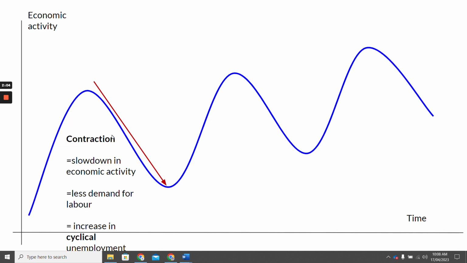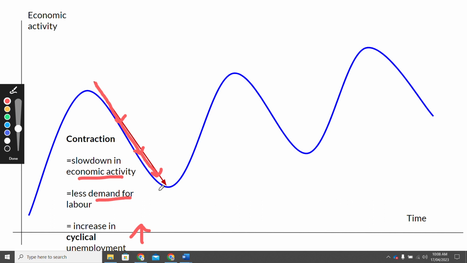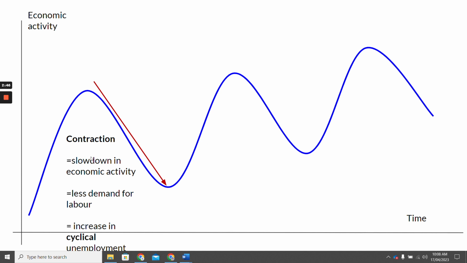So let's look at this on the business cycle just to be sure. Remember that we're measuring economic activity over time, and it moves in this cyclical pattern. Cyclical unemployment will be caused during a contraction, so when there's a decrease in activity. Just like I said, a slowdown in activity leads to less demand for labor and an increase in cyclical unemployment. And vice versa, once we reach the trough and prices are low enough to stimulate spending again, to stimulate activity, there'll be an increase in production and an increase in demand for labor and a decrease in cyclical unemployment in the expansionary phase. All right, so that's cyclical unemployment.